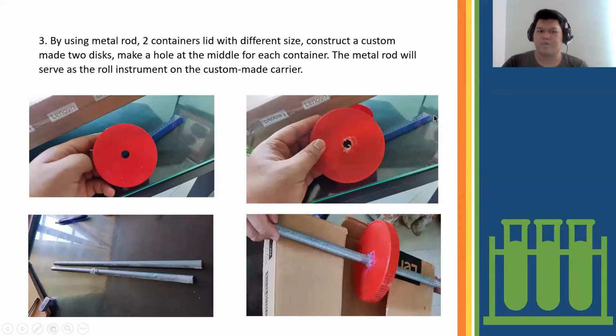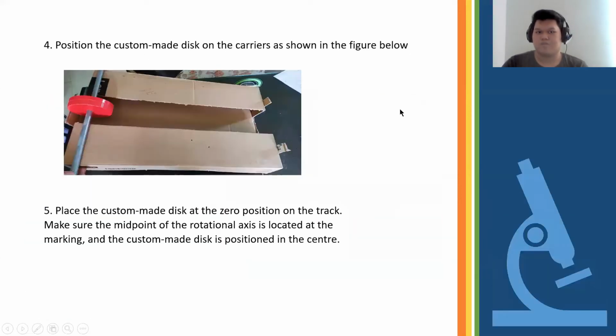Okay, the third step, by using a metal rod and two container lids with different sizes, construct two custom made discs. Make a hole at the middle of each container. That metal rod will serve as a roll instrument on the custom made carrier. Okay, the fourth step is to position the custom made disc on the carrier as shown in the figure below, like this.